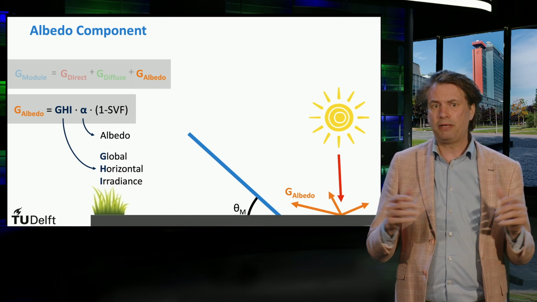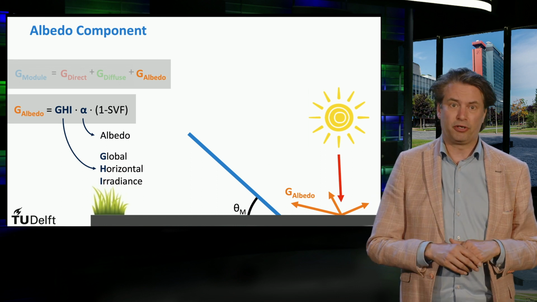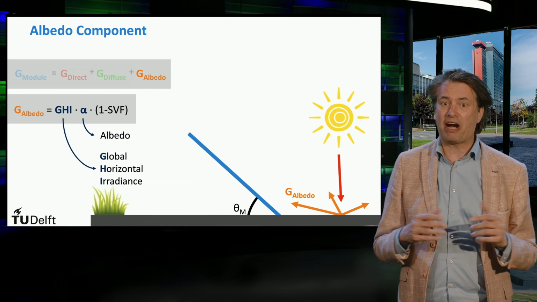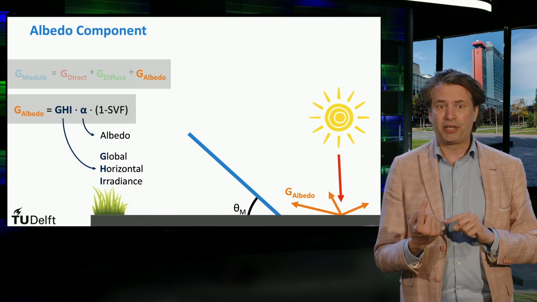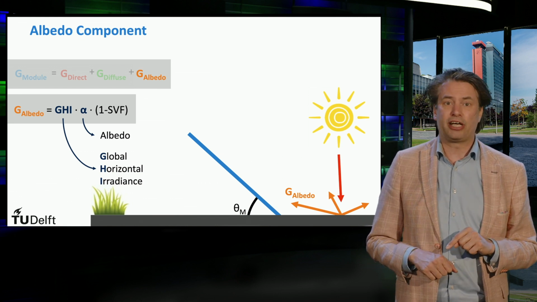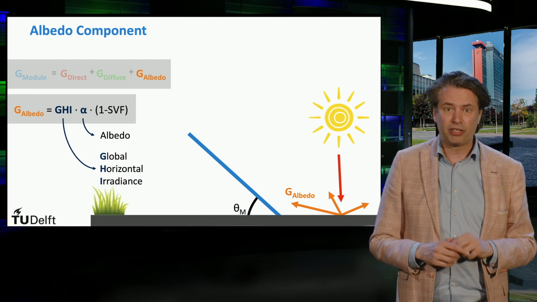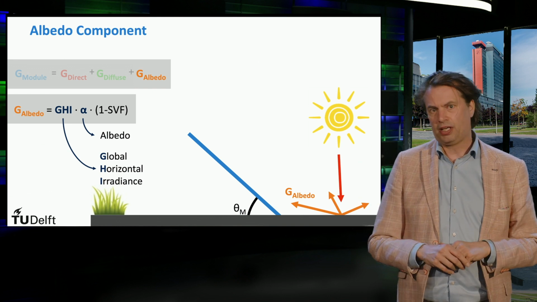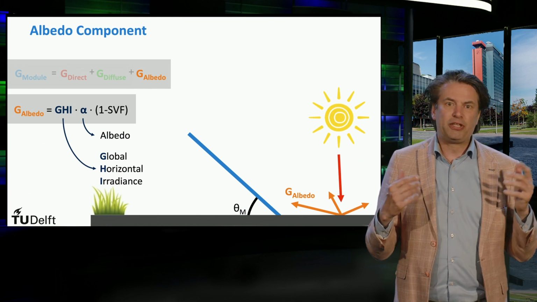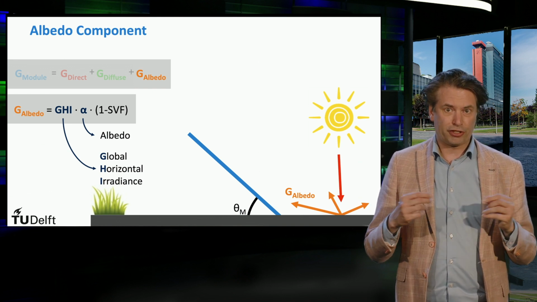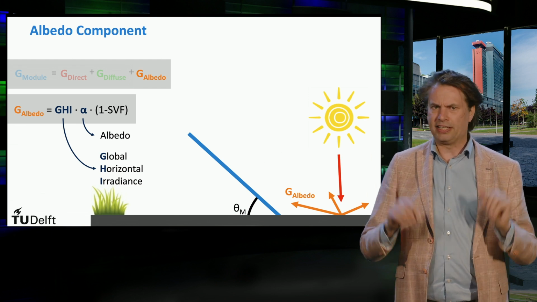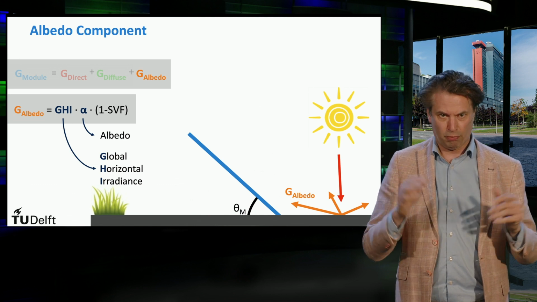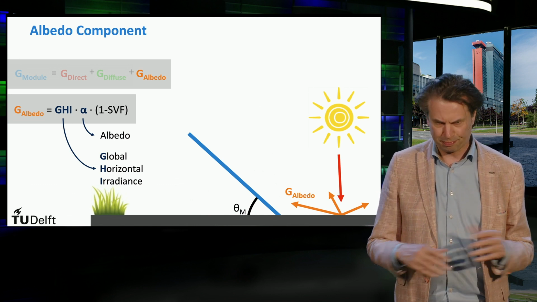The albedo can be measured with an albedometer. This consists of a pair of pyranometers mounted parallel to the ground, one pointing downwards to measure the intensity of reflected light from the ground, and one pointing upwards to measure the GHI. The ratio between these two quantities is the coefficient alpha. In addition, the albedo component becomes smaller when the sky view factor of the module becomes larger.